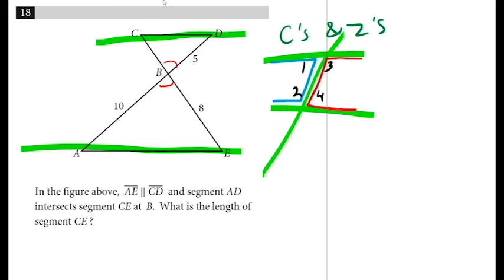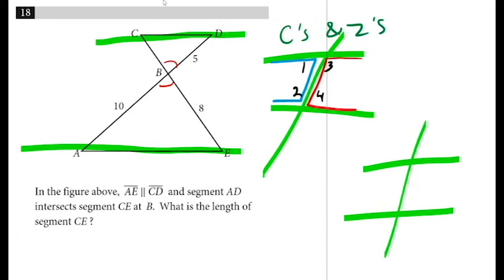Now for the Z's, if I have two parallel lines and a transversal, and I have two angles in this formation, then the inner elbows of those, in this situation angle 1 and angle 2, are going to be congruent to one another. They're going to have equal angles. That also holds true if the Z is backwards. If the Z looks something like this, then the inner elbows of that are also congruent. So angle 3 and angle 4 in this situation are also equal.